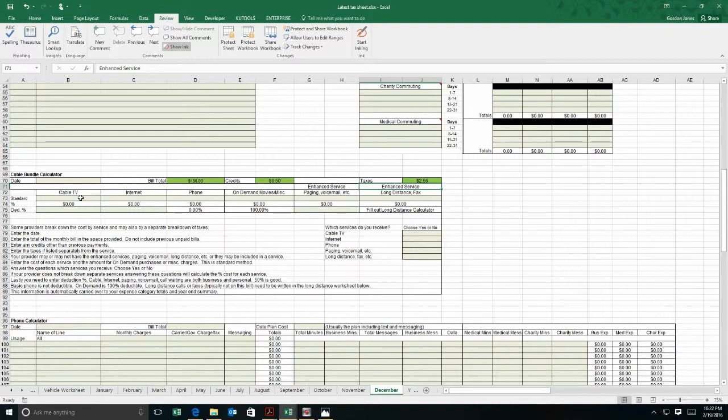If they break down the service for cable TV, we'll just enter, say, $75 for the cable, $55 for the internet, and $30 for the phone, and say $5 for an on-demand movie. Some cable services might have enhanced services like paging, voicemail, etc., or long distance. You can enter those here as well.